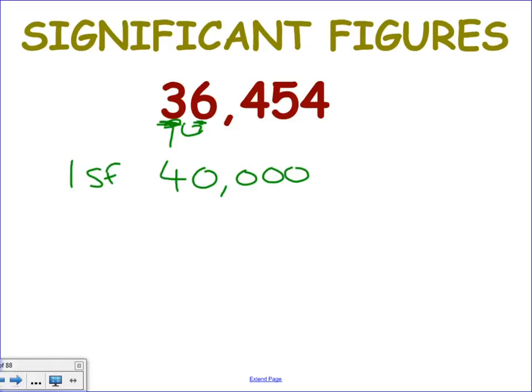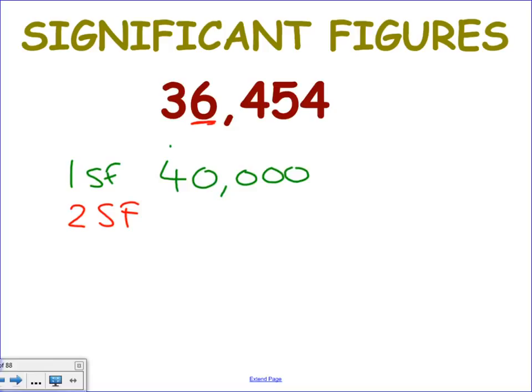Everyone happy with that? Let's look at 2 significant figures. You won't be given anything more than 2 significant figures in an exam. Okay? So I've got a big number and I want to round it to 2 significant figures. So what number is my second significant figure? Good. So this time round, I'm interested in the 6. Do I stick or twist?